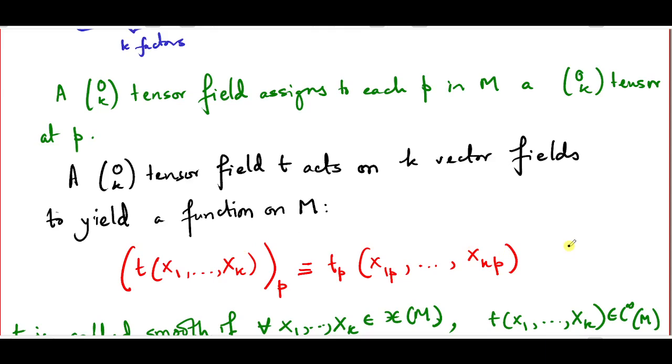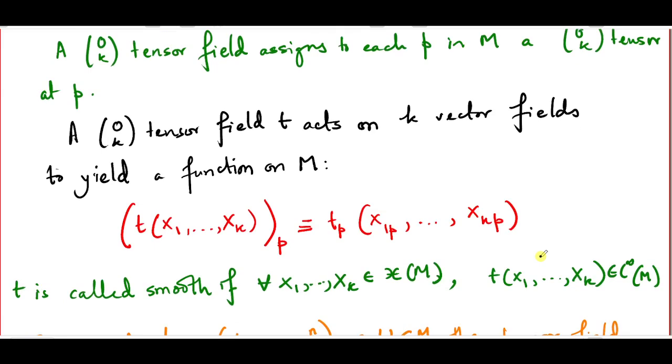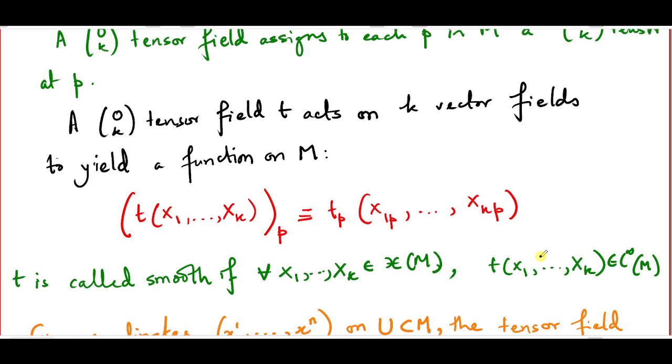Now this, of course, is a real number, and thus what this whole expression does is assigns to a point P on the manifold a real number. So it's a function on the manifold. Now, we will call the tensor T smooth if for all smooth vector fields x1 through xk, the resulting function T acting on x1 through xk is a smooth function.